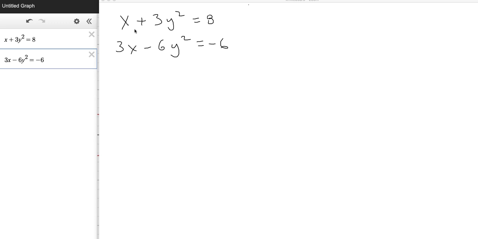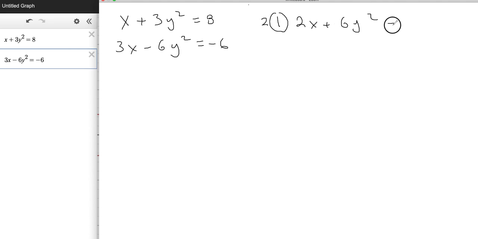Okay, so for this one, you mentioned in your post maybe trying to multiply this one by 2 and eliminate those y's. I think that is a great idea. So I'll do that right here. I'll go 2 times equation 1 and get 2x plus 2 times 3 will be 6y squared equals 16. And then copying down the second equation, we'll get 3x minus 6y squared equals negative 6.